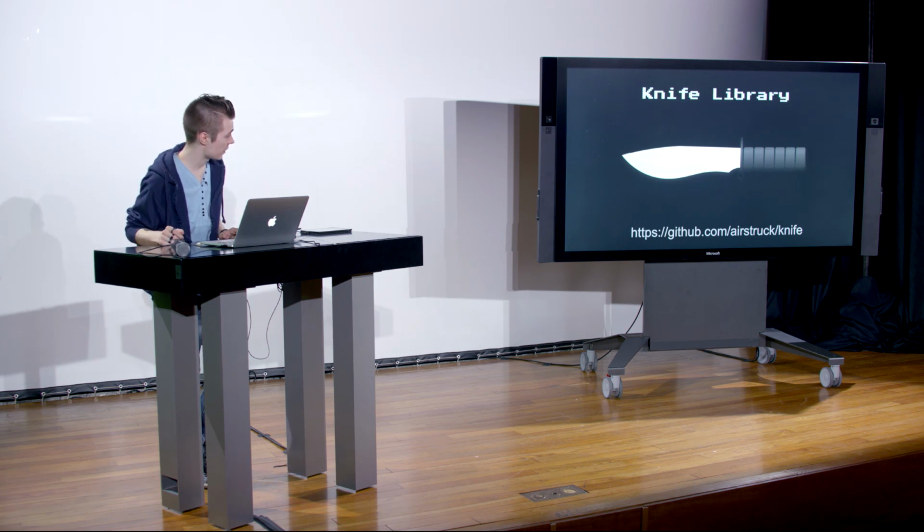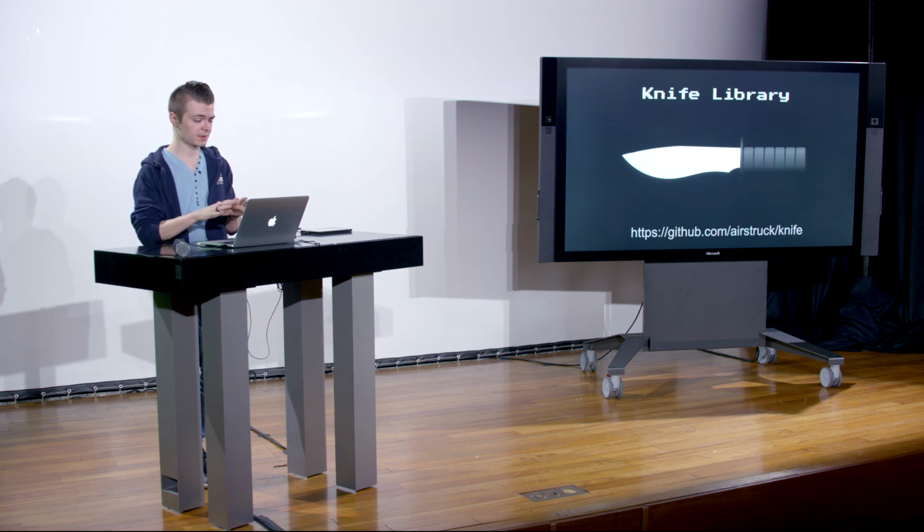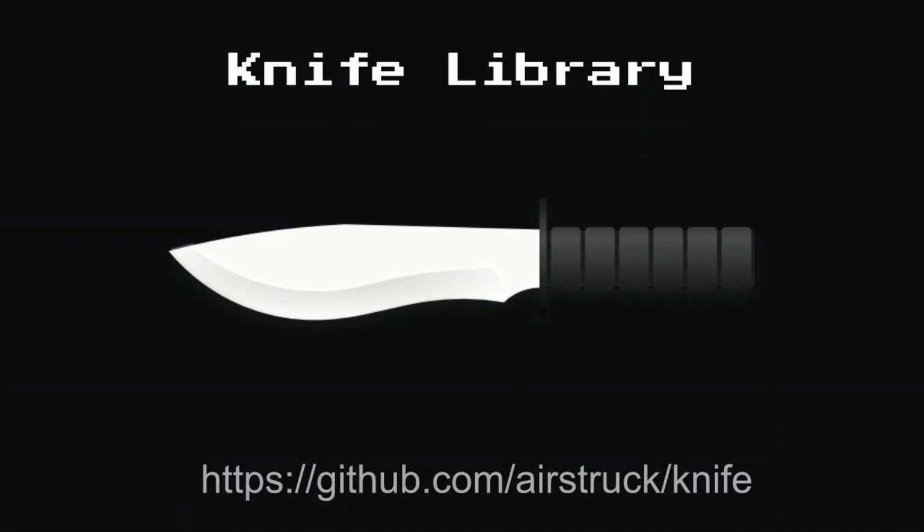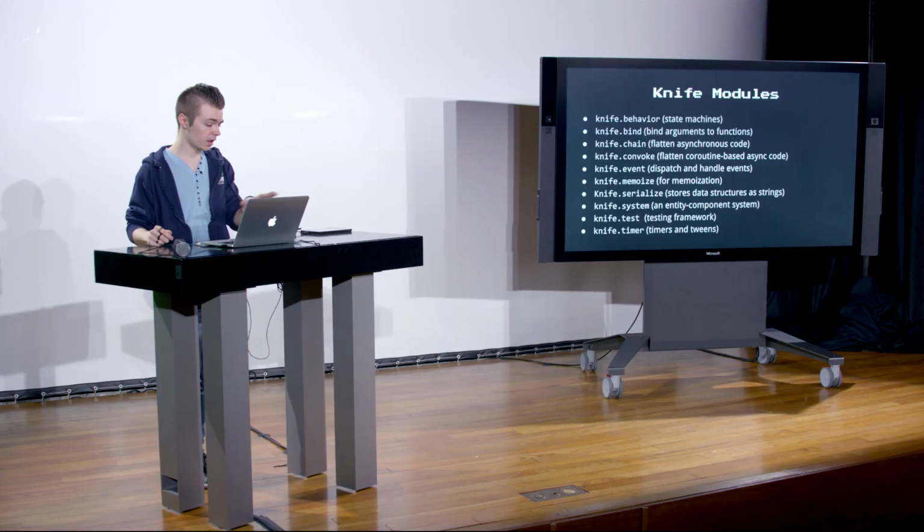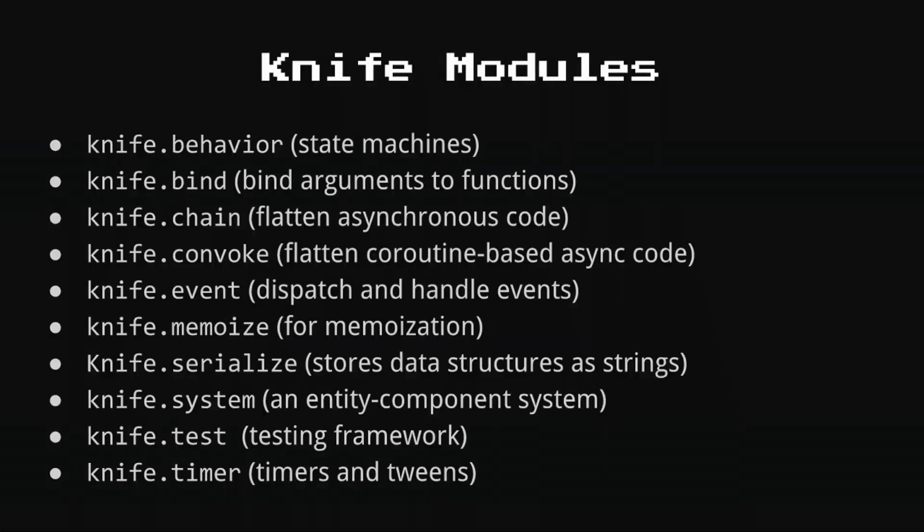And by the way, I should have put this earlier in the code, but the knife library is responsible for timer and a lot of other things that we'll be looking at. It has a bunch of modules listed here: behavior for state machines, which is like what we've been doing for state machines, but they have their own version of it.